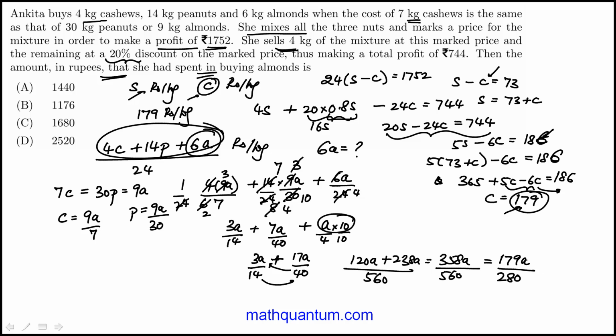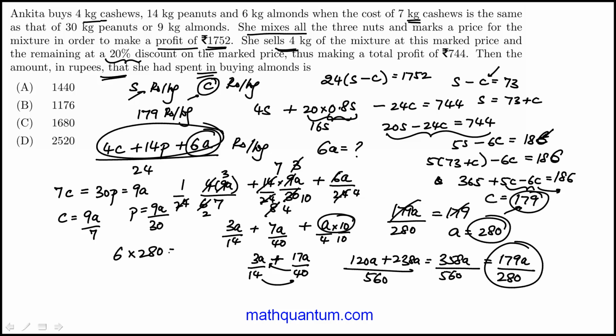So this is our cost per kilogram. And we know that that came out to be 179. That means A is 280. And what we're looking for is 6A. So this is our answer. 280 times 6, which is 1680.